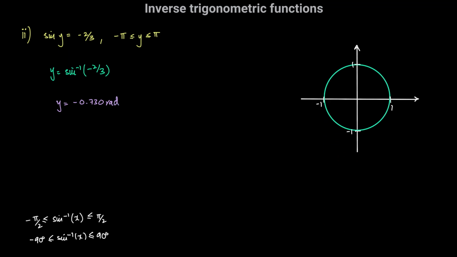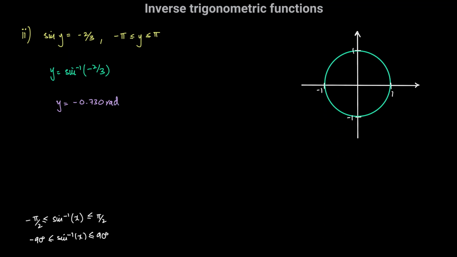Now if you look at the unit circle over here, the angle negative 0.73 radians looks like this. So here we have the angle negative 0.73 radians. And we know that the sine of this angle is the y-coordinate of the point on the unit circle. So the question is, are there any other points on the unit circle for an angle ranging from negative pi to pi radians for which the y-coordinate is the same?